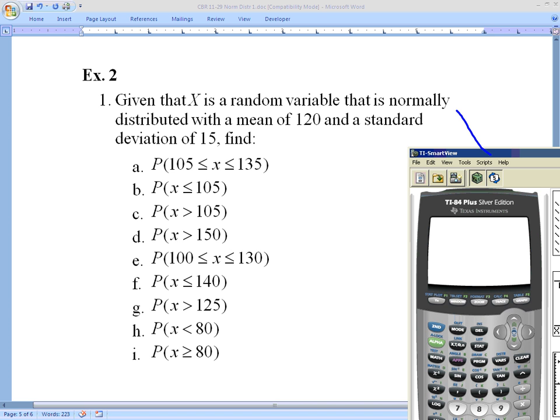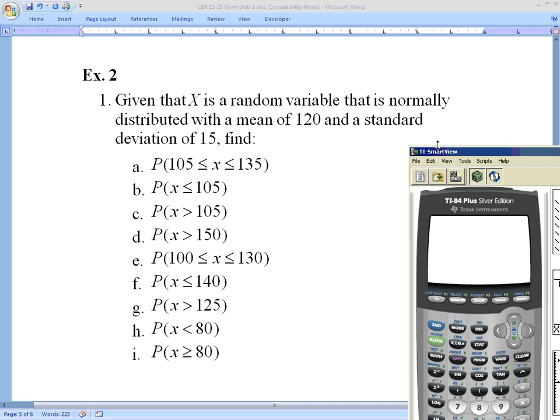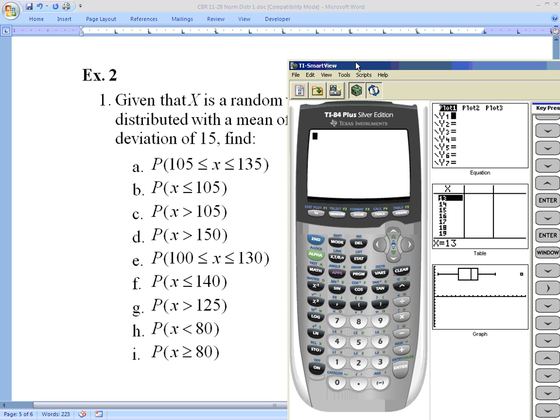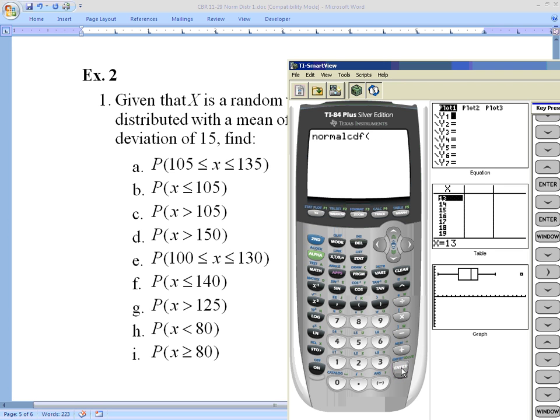So on the calculator, again, we're doing part E here. I'm going to go to second key and then distr, or the vars key, second vars, and you'll see our very second option is normal CDF. Normal CDF. That's the one we're going to be using exclusively here for these probability problems for normal distribution. I'm going to press enter.